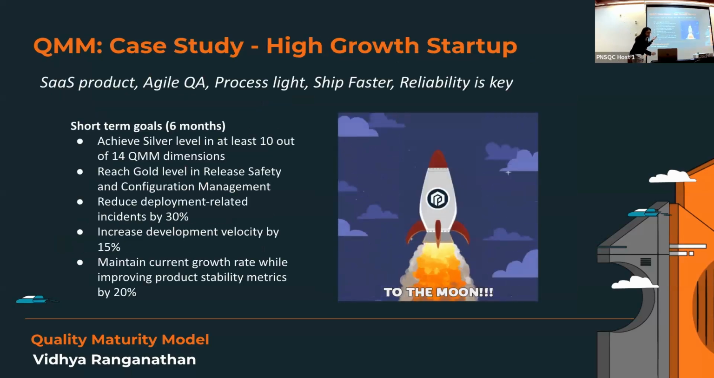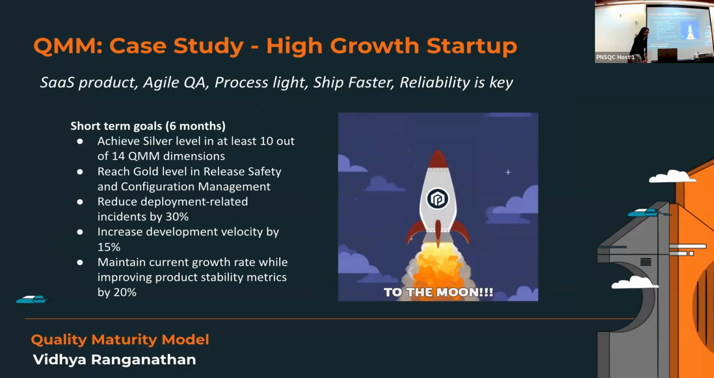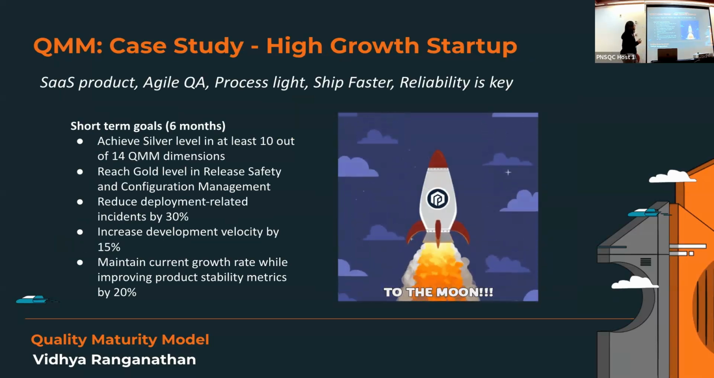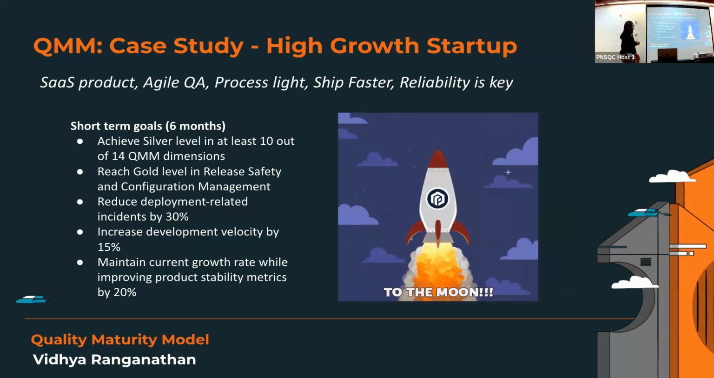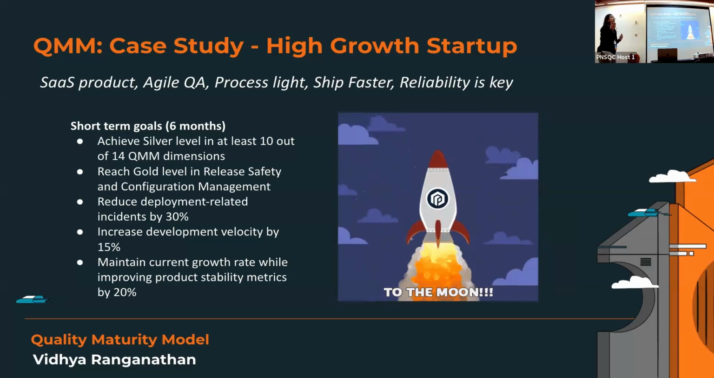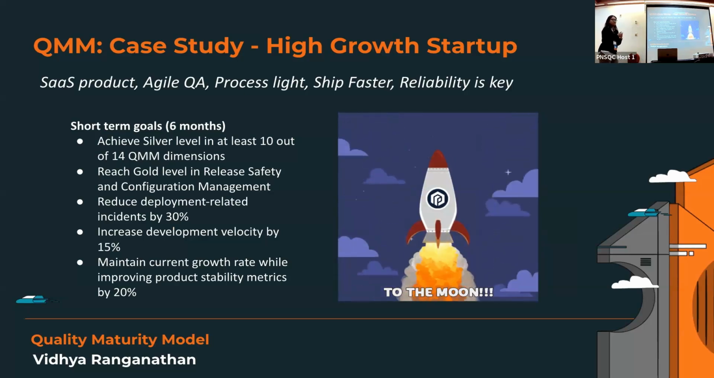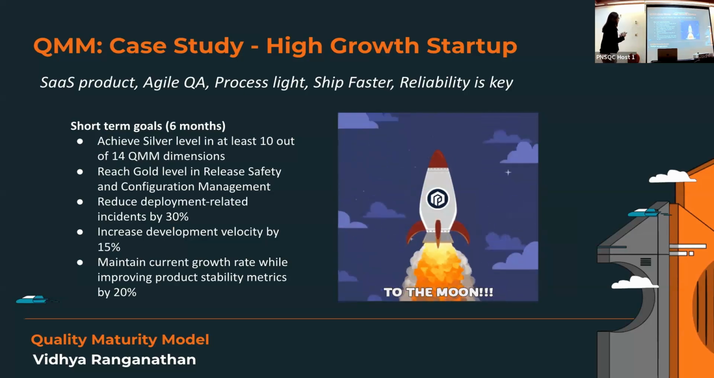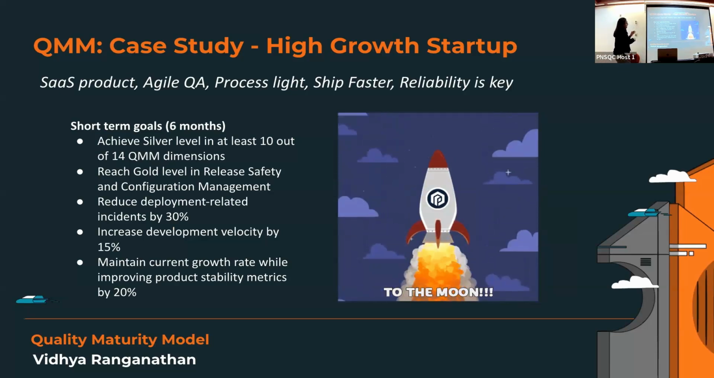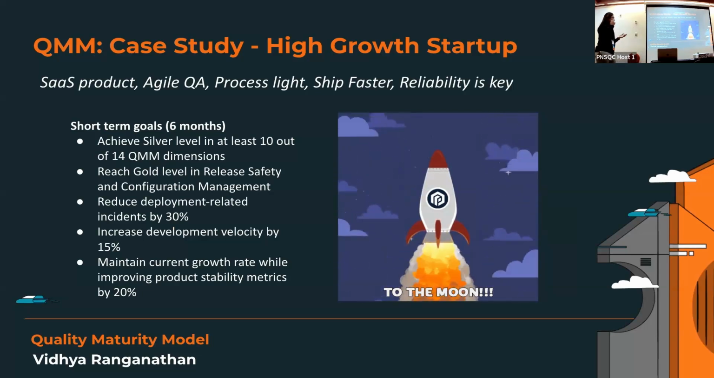Another example is a higher growth startup, also probably a little bit older. Here they wanted to get to the next level. They wanted silver in the dimensions and gold level in release safety because they were going very, very fast. This was also for one of the federal customers, so release safety was extremely important. They could not afford to break anything there, and they were very particular about configuration management. They had a lot of deployment related incidents because they were not running automated system tests anywhere.